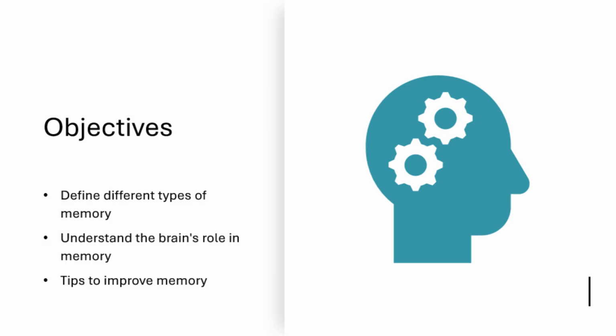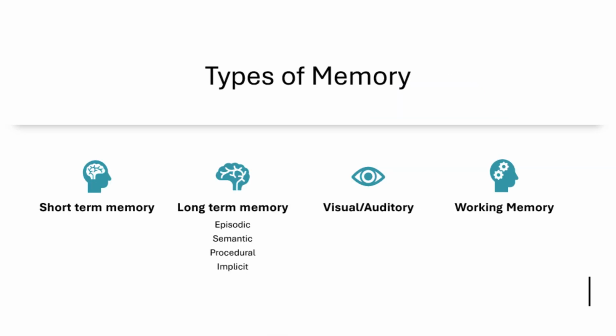Today, we're going to be talking about and defining different types of memory, reviewing the brain structures involved in memory, and then we'll wrap things up with some tips to help you improve your memory. These are the different types of memory that we'll be reviewing. This includes short-term memory, long-term memory and all of its subtypes, visual and auditory memory, and finally working memory.